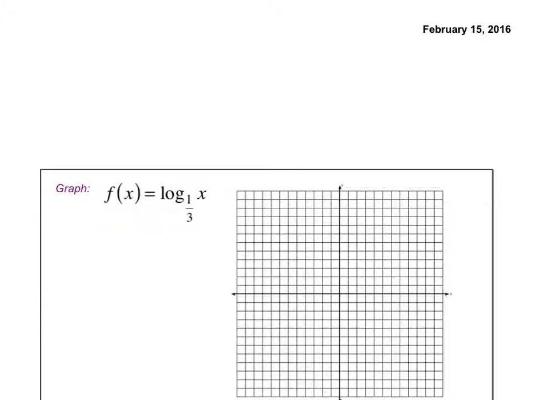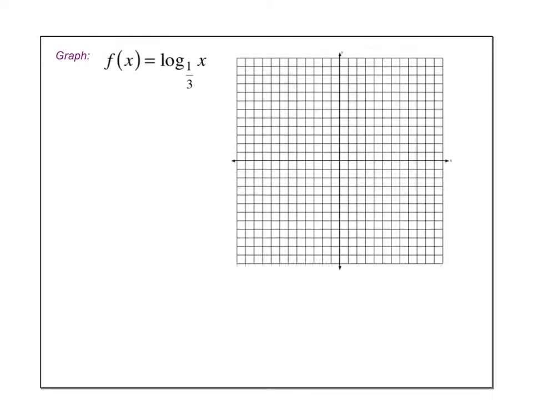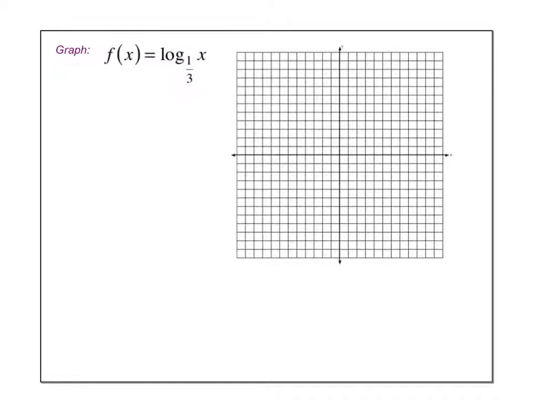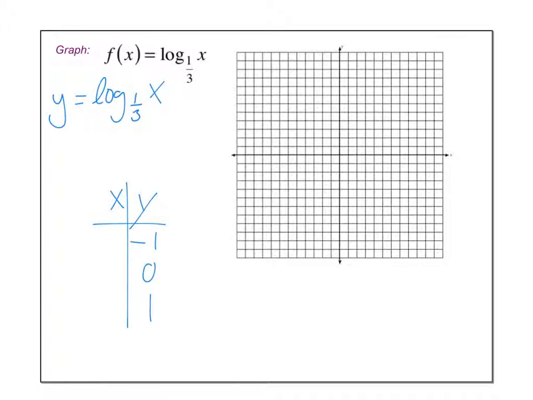We will graph f of x equals the log base 1/3 of x. And so the first thing we'll do is rewrite it with y, y equals log base 1/3 of x. Now, let's make our t-chart. Here's our t-chart. And we're going to use those 3 values, -1, 0, and 1, but we're going to put them in the y column.